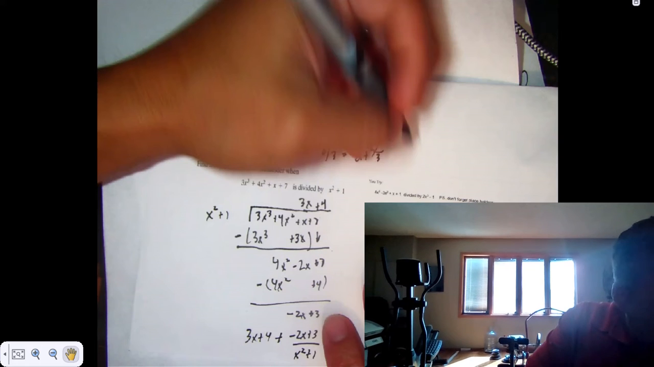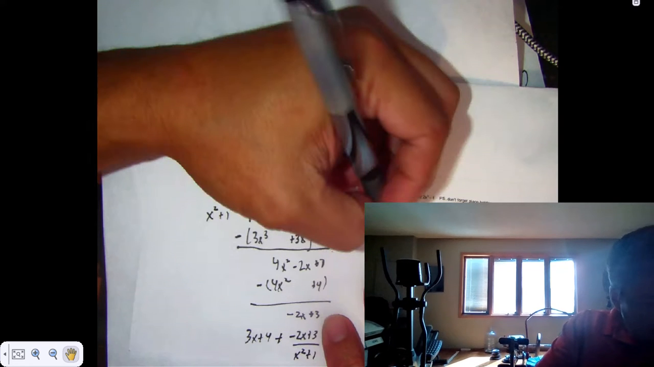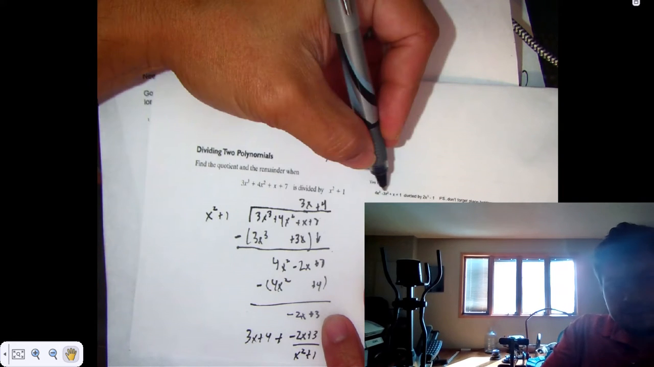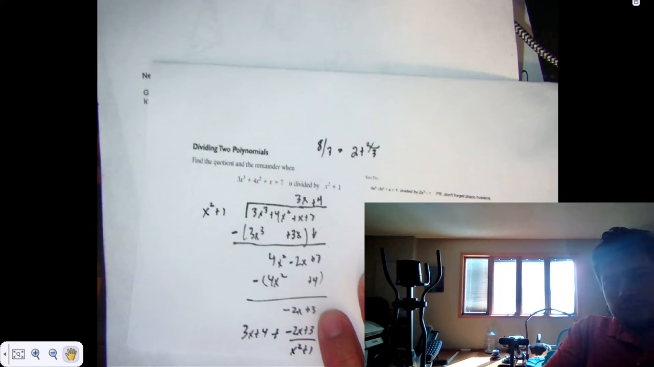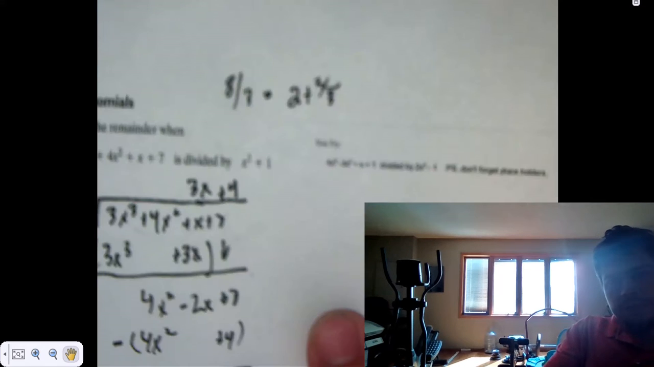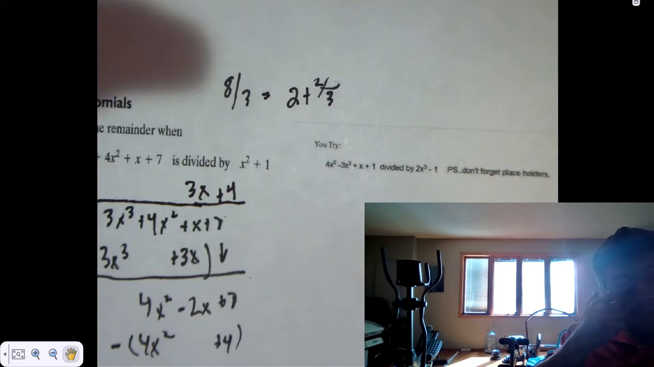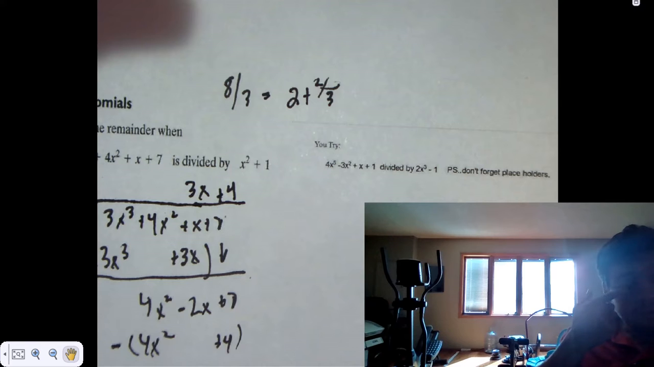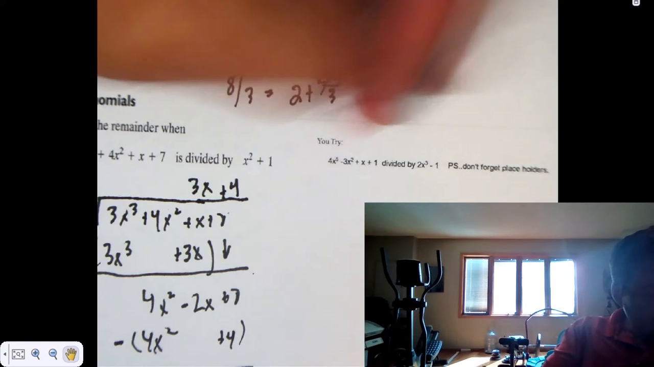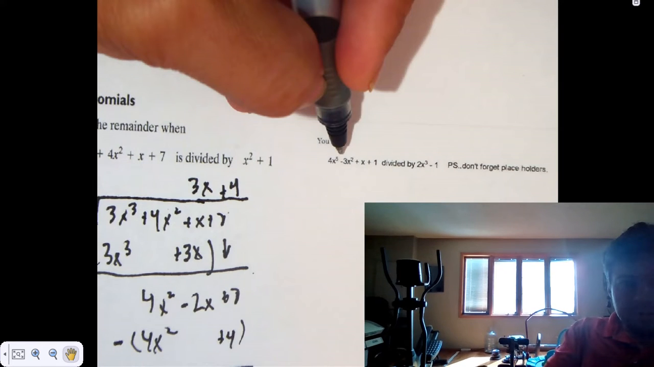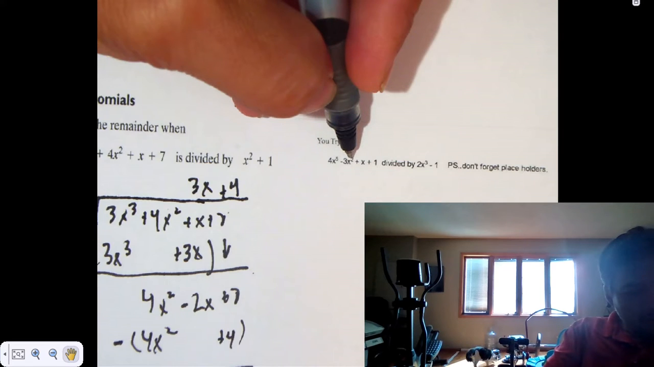So we are dividing 4x to the 5th, and there's a jump here. It says minus 3x squared. I'm sorry if you didn't see that. I probably should have zoomed in on that for you. Minus 3x squared plus x plus 1. And notice the big gap here. We're missing x to the 4th. We're missing x cubed. We're going to use placeholders.